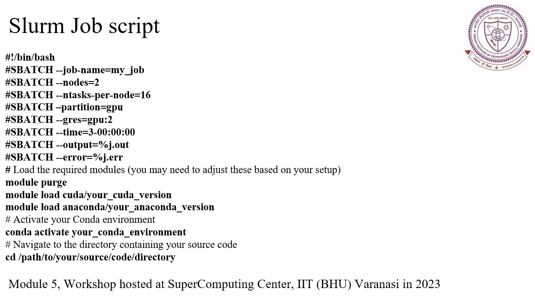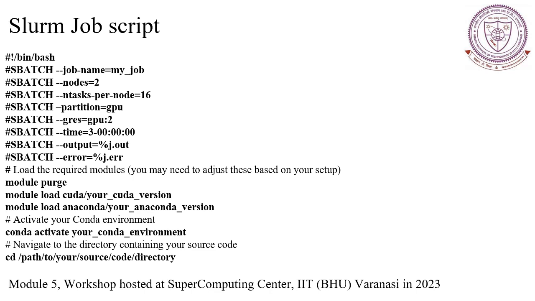Then #SBATCH --partition=gpu, that is, I want to run my job in a GPU partition. So I will use --partition=gpu. Then #SBATCH --gres=gpu:2. It means that in our Paramshiva cluster, in one node, there are two GPUs. So by using the gres option, you can choose whether you want one GPU or both GPUs. If I write --gres=gpu:1, then I will use one GPU. If I write --gres=gpu:2, then it will use two GPUs.